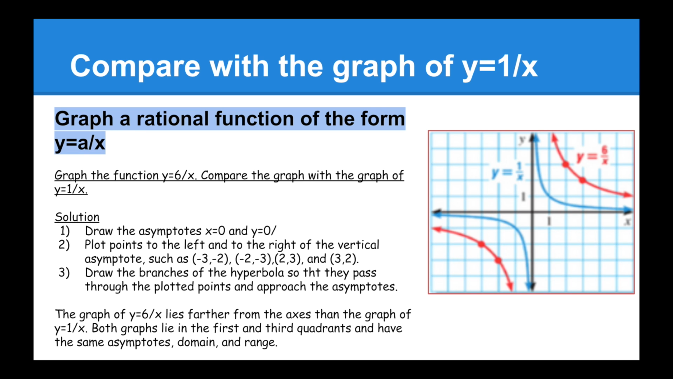Mr. Skylar, how can we solve this with a Casio? You just type the graph. Very, very good. So, in conclusion, if we just type the graph, we can see that y = 6 divided by x lies further out. Both graphs, however, lie in the first and third quadrants, and they have the same asymptote, domain, and range. They're all the same. Do you get it, class? Yeah.